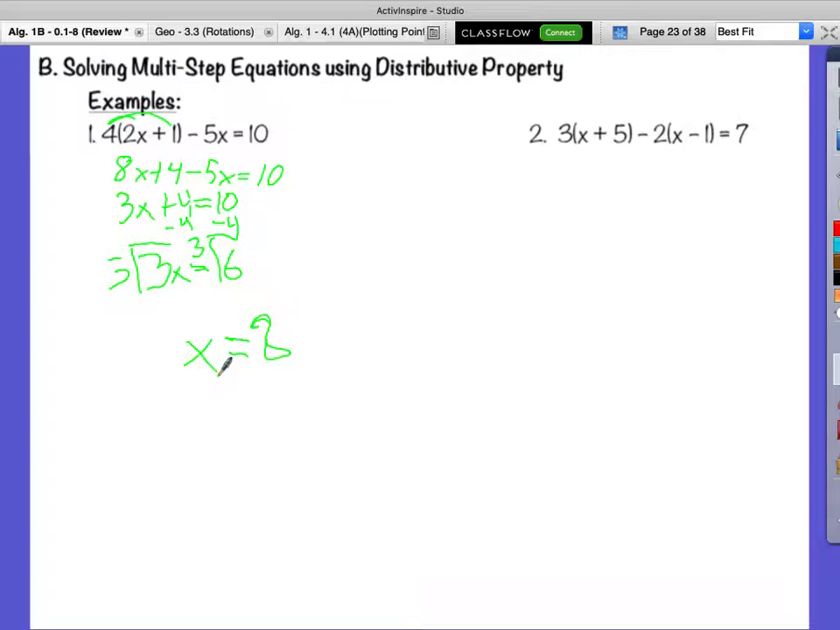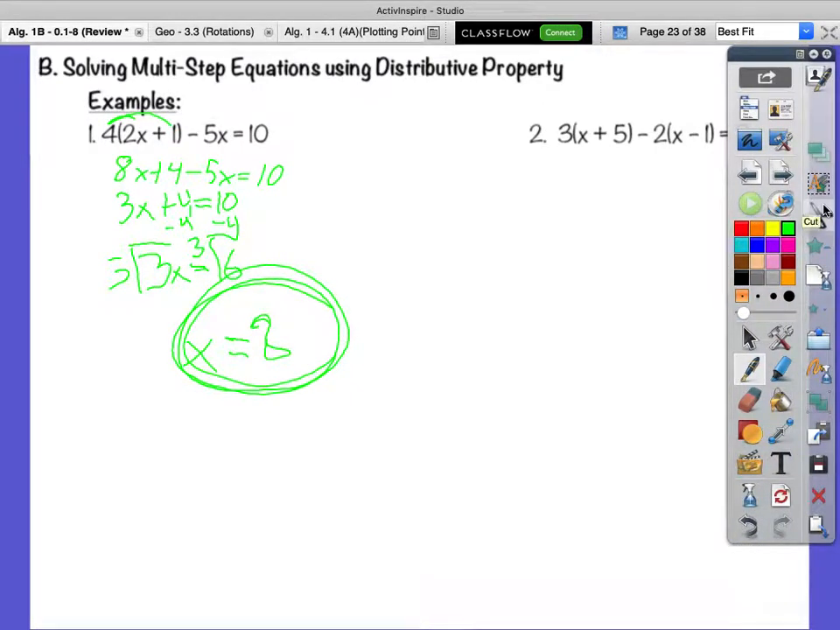And we love to get in the habit of doing what with our answers? Circling or boxing them. Thank you, Brady. Wait, can I do that one? Yeah, sure. Let's just keep it on the left side. That way we can still solve our problem number 2.